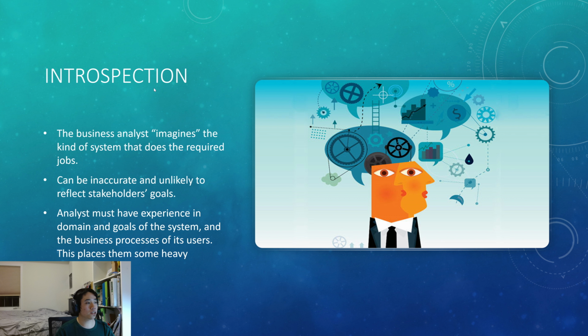Introspection involves a business analyst imagining the kind of system that does the required jobs. So basically, we're going to ask the business analyst to work their brain and think about what the system is supposed to be able to do and how we can interact with it.